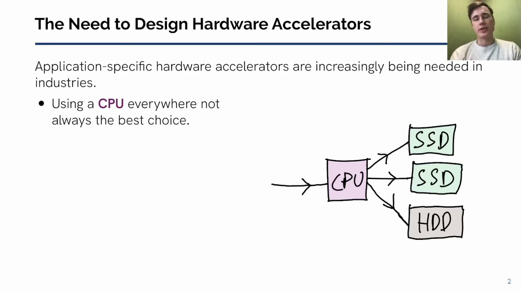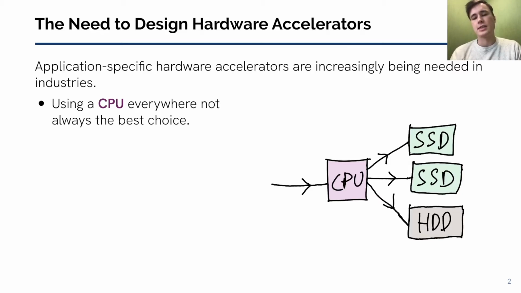Application-specific hardware accelerators are increasingly becoming more important in various industries. This is mainly because CPUs are not really ideal for every application. For example, a data center might use a CPU to send loads of stores to various different SSDs and hard drives, but this application doesn't use all the flexibility that the CPU offers.